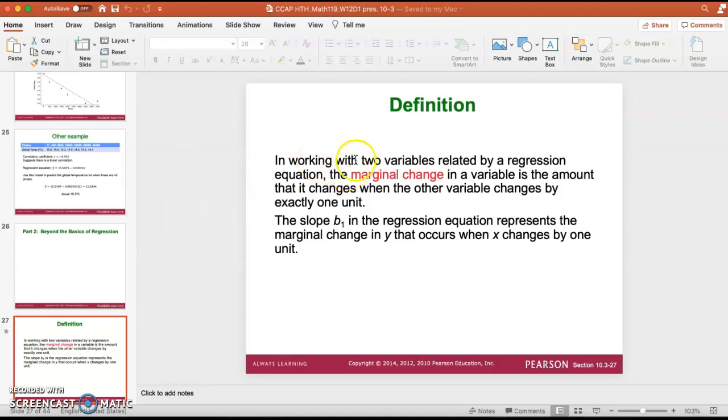So in working with two variables related by a regression equation, the marginal change in a variable is the amount that it changes when the other variable changes by exactly 1 unit. And that can also be the slope b sub 1 in the regression equation, and that represents the marginal change in y that occurs when x changes by just 1 unit.